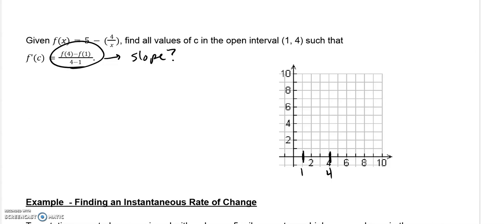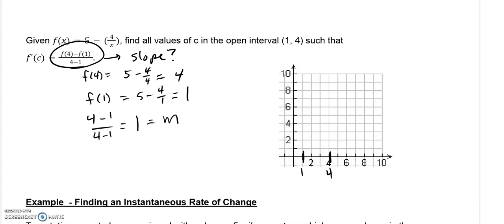Okay, so go ahead and find the slope of that secant line, pause the video, find it, and then come back, and we'll continue from there. You have to evaluate when x is 4 and 1. So when x is 4, you get 5 minus 4 over 4 using this equation here. And that gives us 4. And then when x is 1, your y value is 1. So if we sketch those points over here, right? You would have (4, 4) and (1, 1).